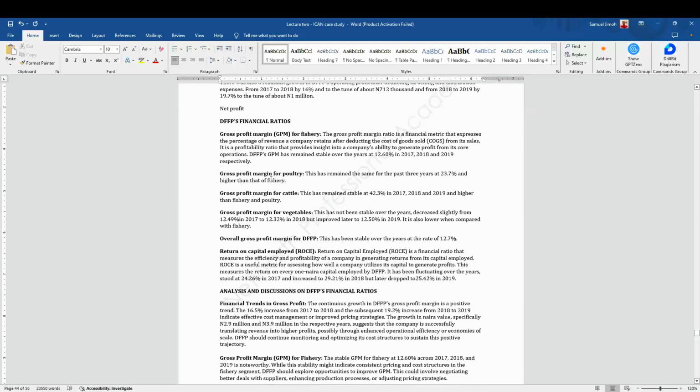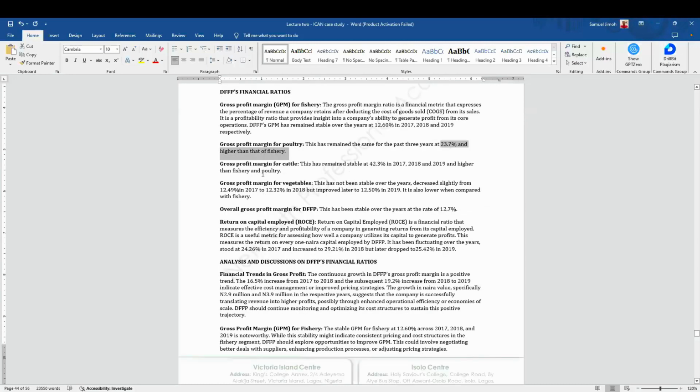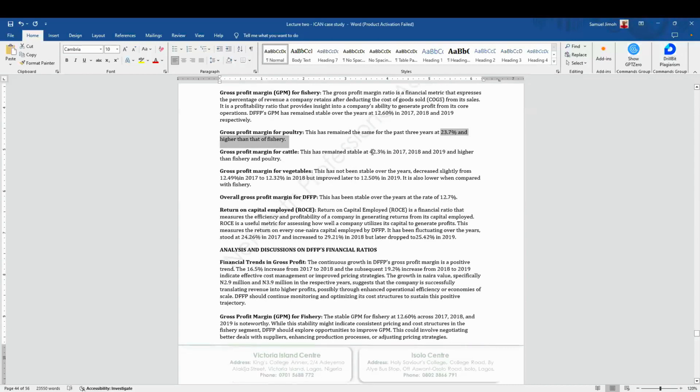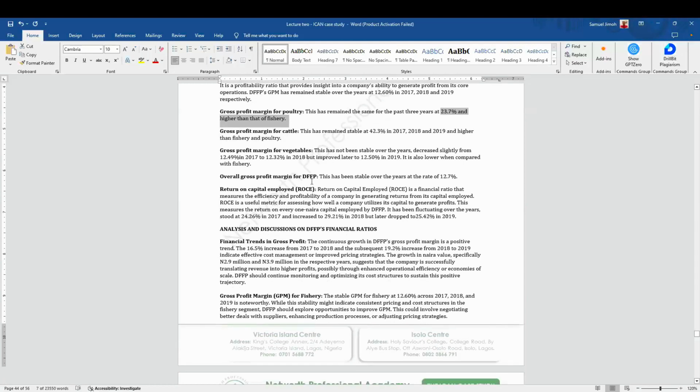Then the other one is, because I've defined the gross profit margin, there's no need to do the definition here again. But rather, I will just bring it in. Gross profit margin for poultry, I'm bringing that in. Then for cattle, I'm bringing that of cattle in. And for vegetables, I'm bringing that in as well. And the overall gross profit margin of the business, I'm bringing that in as well.